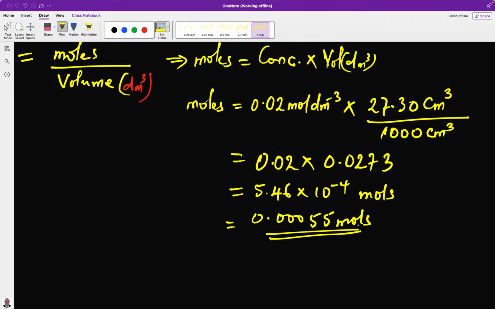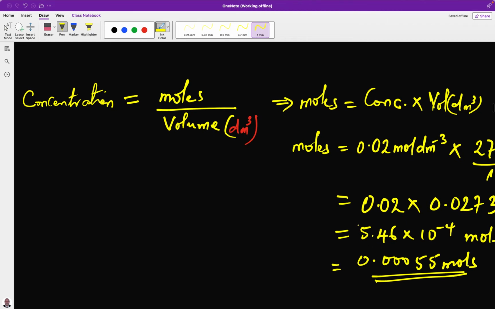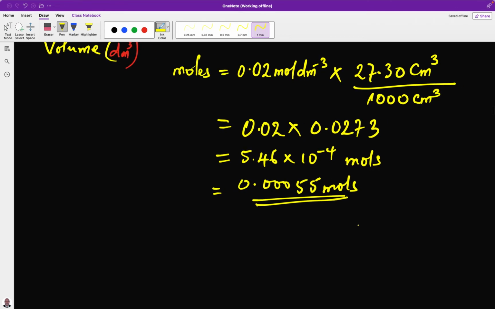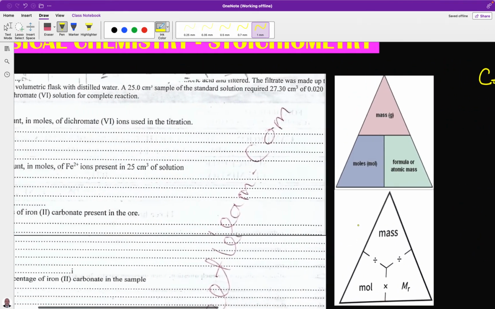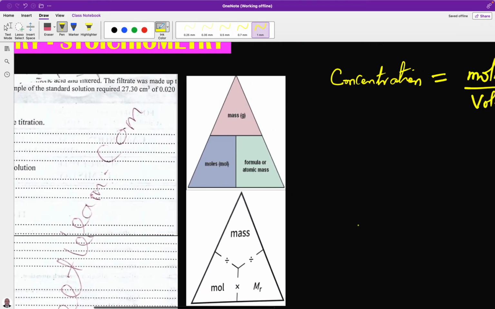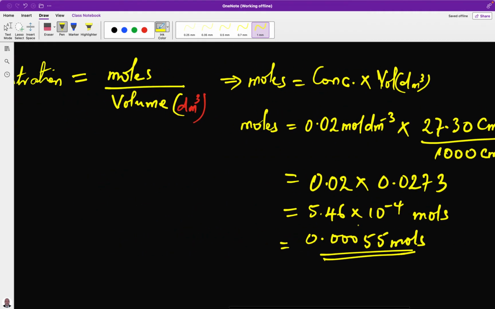Now we have those number of moles. Those are the moles of dichromate. Okay, now we go to the second part of it. The second part says the amount in moles of iron 2 ion present in 25 cm cube of solution. This is where the equation will now come, where we are supposed to write an equation.